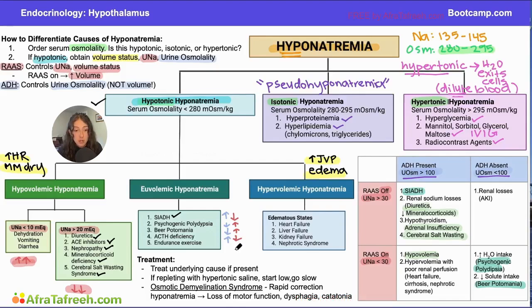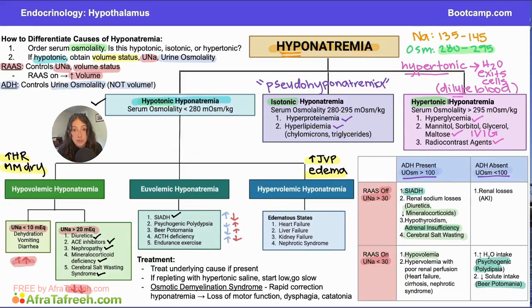So CRH levels are going to be elevated. When CRH is elevated, vasopressin is often elevated or increased. So in adrenal insufficiency, you're going to have increased antidiuretic hormone present, but your RAAS is going to be off. And then with endurance exercise, it's a little bit more variable.